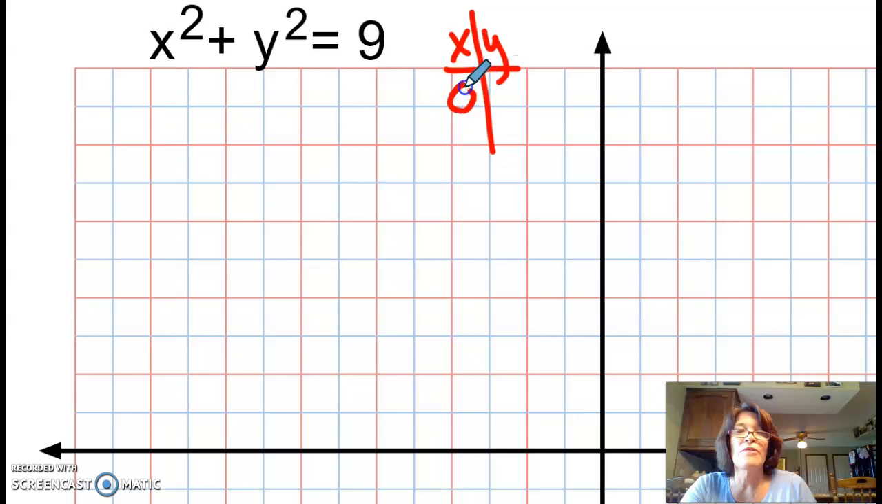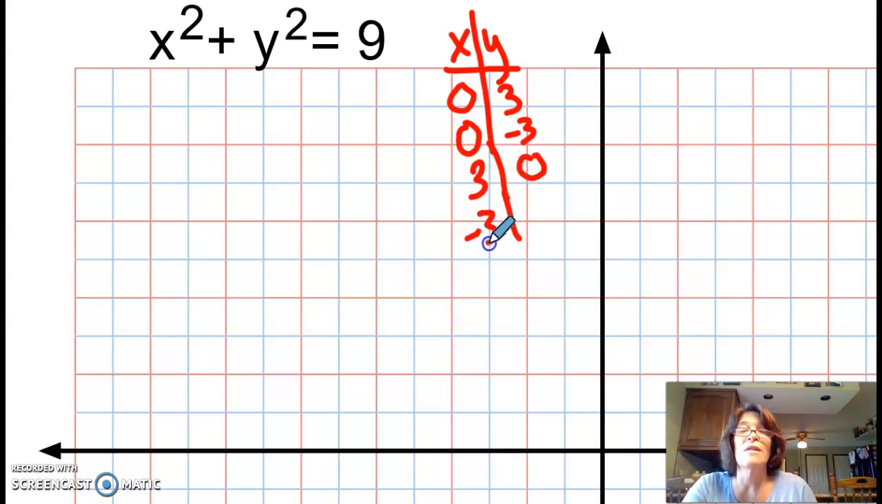If I put 0 in for x, I have y squared equals 9. 3 squared equals 9, but so does negative 3, right? 0 squared plus negative 3 squared equals 9. Okay, that's awesome. Let's put 0 in for y. If I put 0 in for y, I get x squared equals 9. Well, 3 squared equals 9, and so does negative 3. Fantastic.